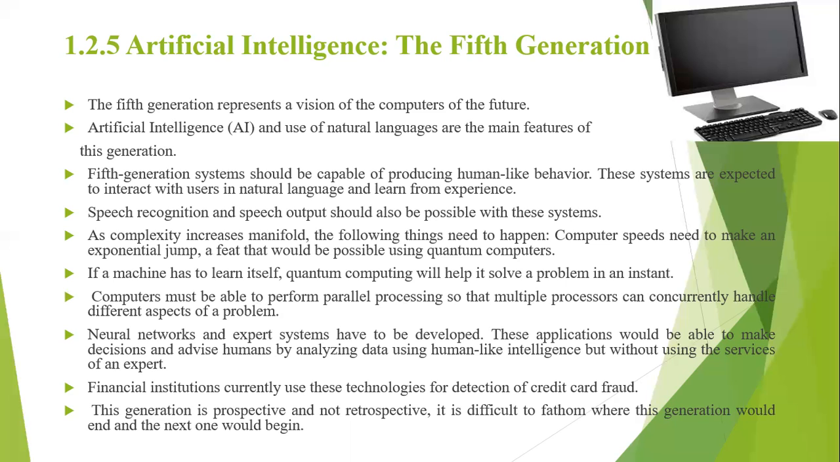Then neural networks and expert systems have to be developed. These applications would be able to make decisions and advise humans by analyzing data using human-like intelligence, but without using the services of an expert. Today, we call the research areas or the machines based on multidisciplinary aspects. Look at the word neural network. Neural probably is the word you have learned in biology. Network is a computer word.